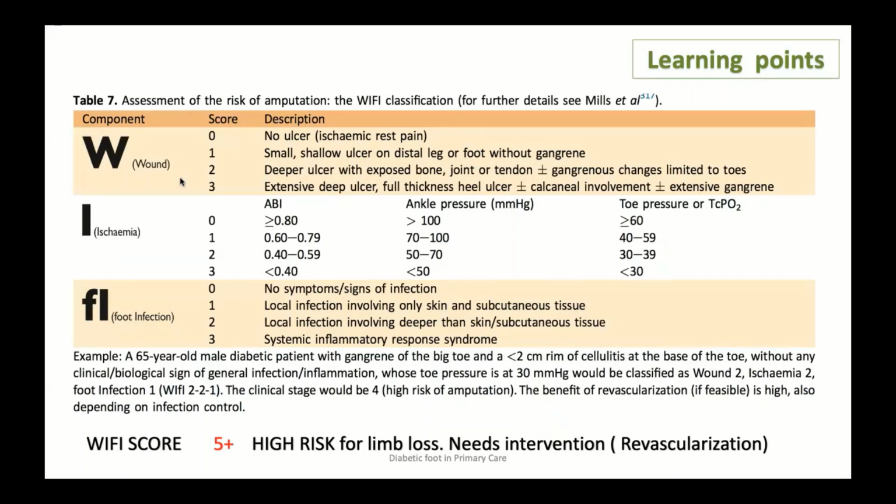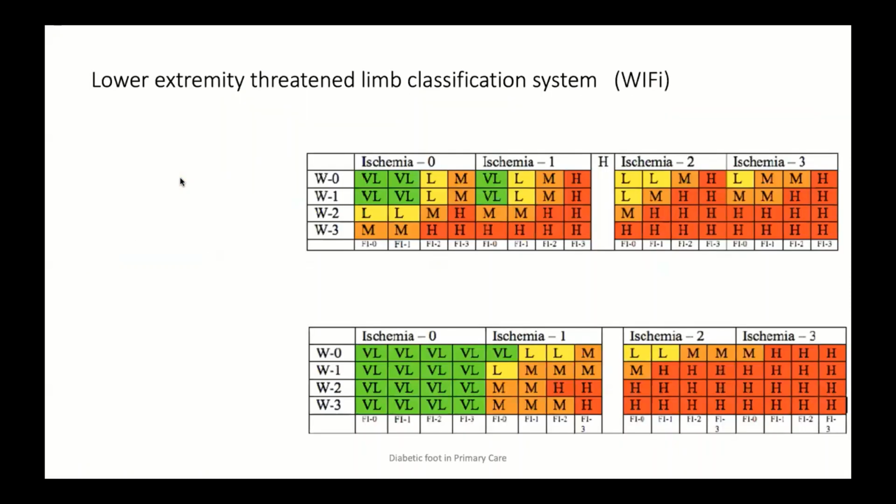Now, what does this score mean? Right, wound 2, ischemia 2, and foot infection 2. And this WIfI table, if you look at it, would put this patient into the column of red area. There's a high risk of having a lower limb amputation. And the bottom chart is going to tell us the benefit of revascularizing in this patient. The top chart is for the risk of amputation. So he has a high risk of a major lower limb amputation within the next year, and he has a high benefit of revascularization.